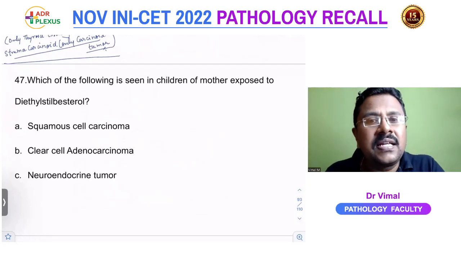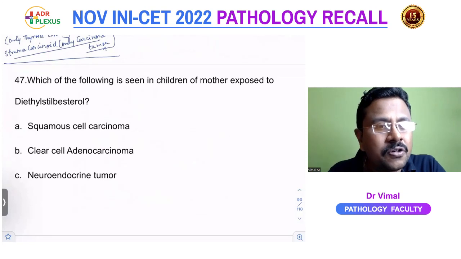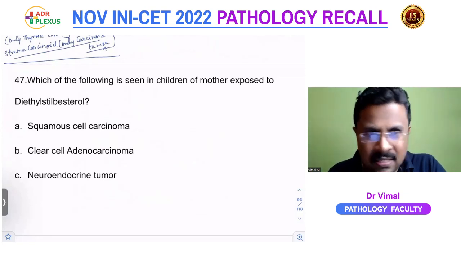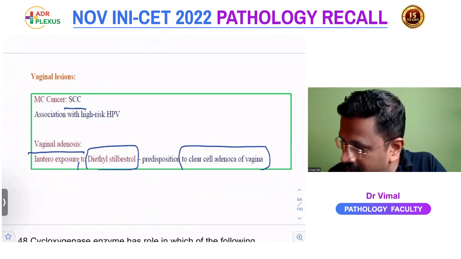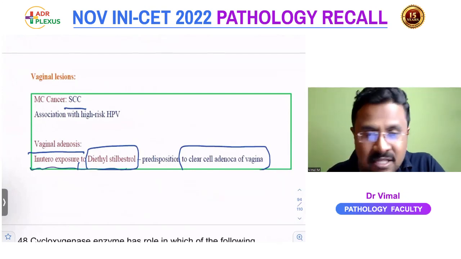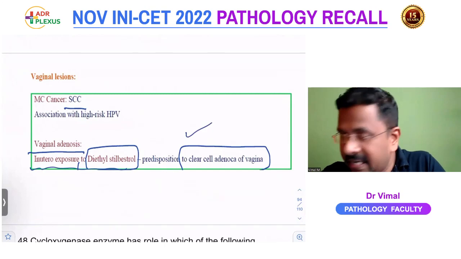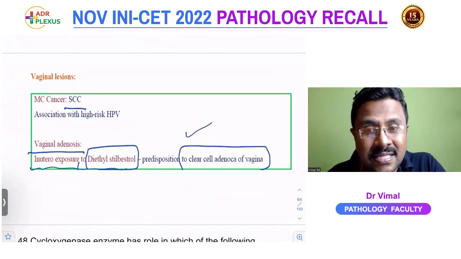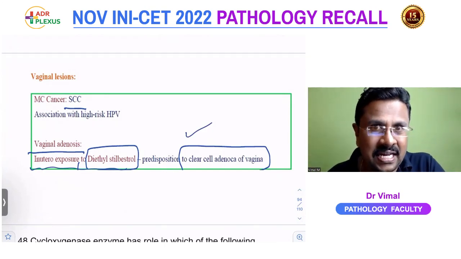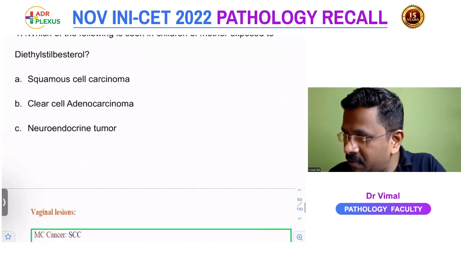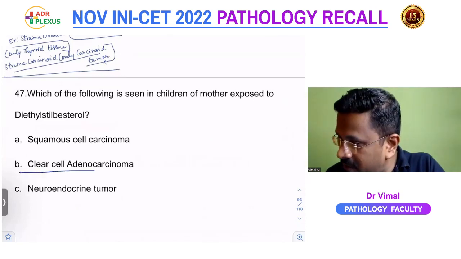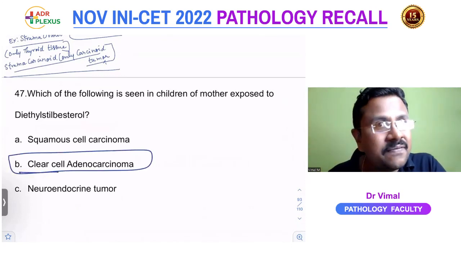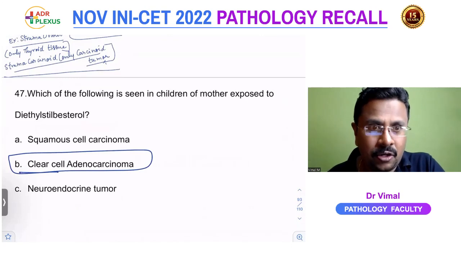Which of the following is seen in children of mother exposed to diethylstilbestrol? Yes, I hope you will remember from our notes. Vaginal intrauterine exposure of diethylstilbestrol. It was clearly said that it predisposes to clear cell adenocarcinoma of the vagina. Yes, mothers who got exposed to this diethylstilbestrol, the children will later develop clear cell adenocarcinoma of the vagina. This is a very important repeat topic.